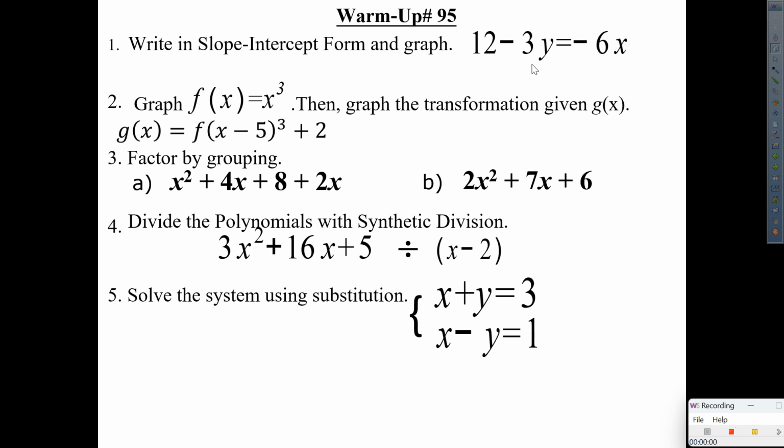Warm-up 95 is on the screen. That shouldn't take you long. I'm going to give you a head start, but I am going to go through a couple of these just to make sure that we got each portion. And, yeah, I'm recording this session, by the way.